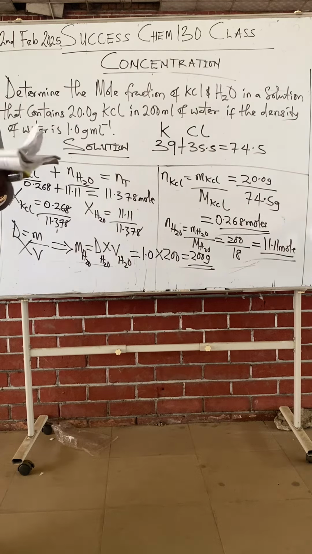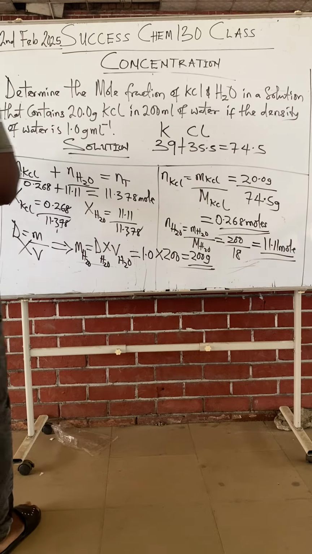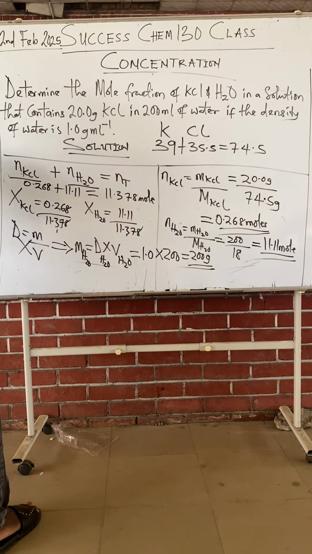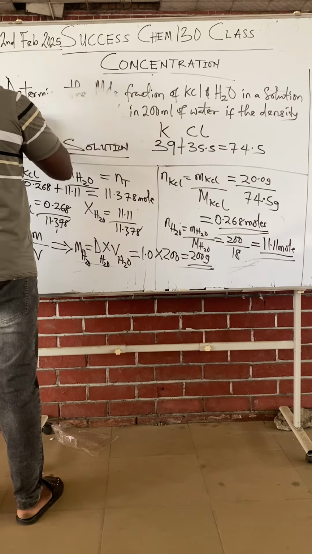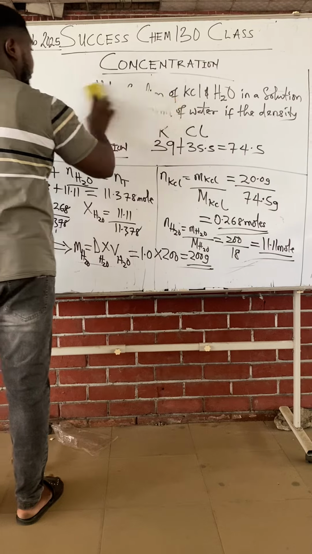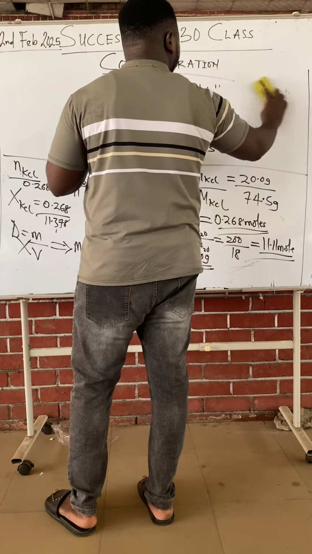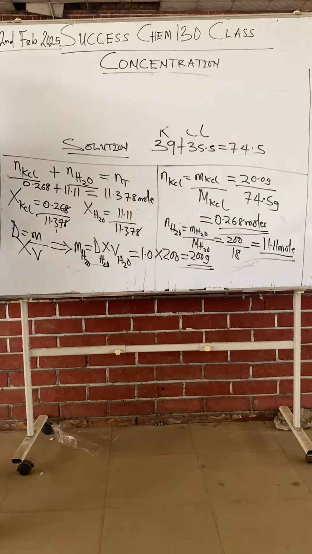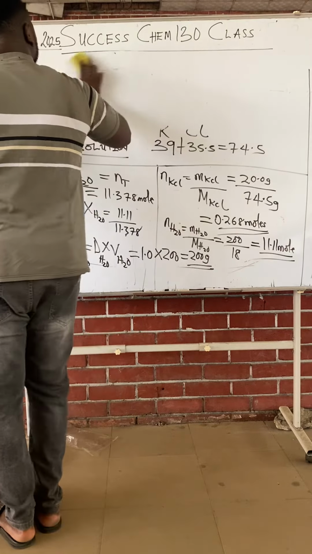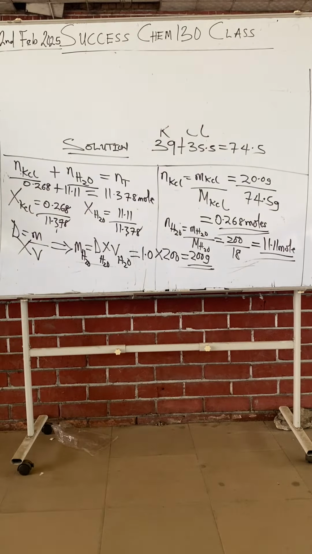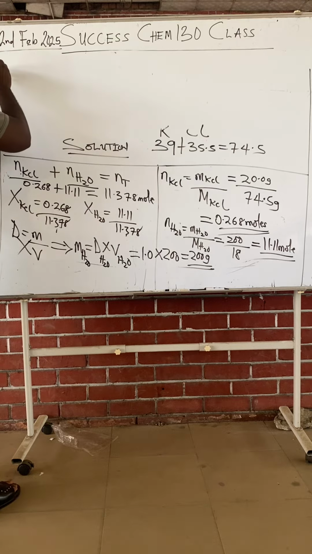What is the mole fraction? I'll come again. What's the mole fraction of NaCl in a solution containing 20.35 gram NaCl and 10.21 gram KCl in 500 cm cube of water.